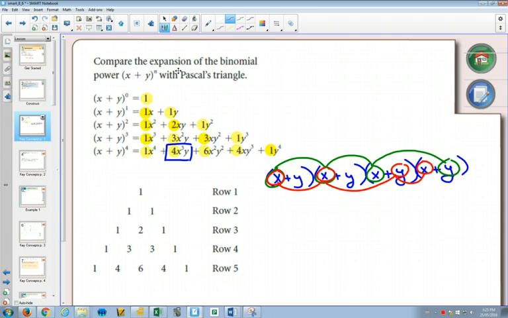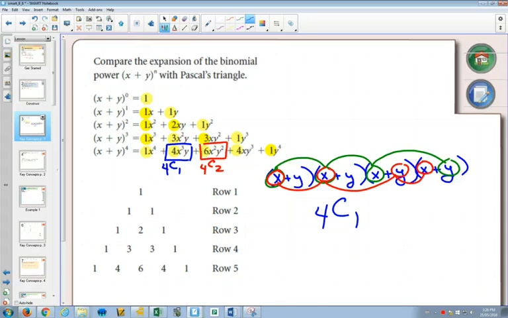How many different ways could I get an x cubed y? 4 different ways. It, in fact, is the same as deciding, well, in order to get an x cubed y, I have 4 y's, I need to choose one of them. And what's the coefficient here? 4 choose 1. How many y's are in this one? Well, it'll be the amount of ways of taking the 4 y's that are there and choosing 2 of them. So there'll be 6 ways that you can get an x squared y squared.